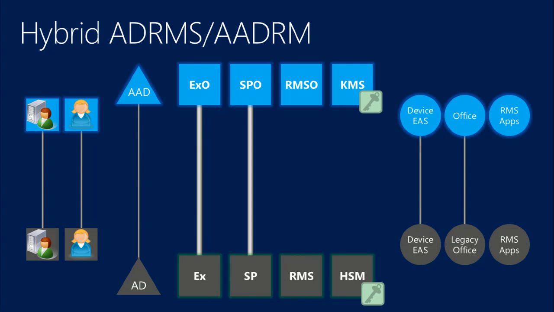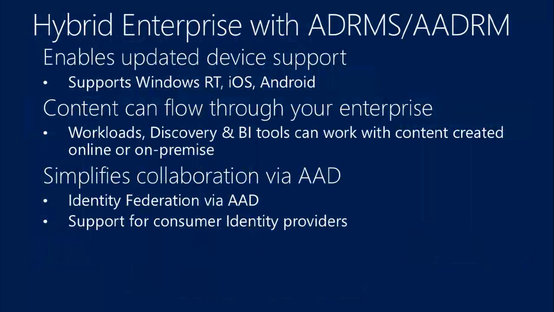Second, you now have a new set of RMS applications that were built under new SDKs. To have those applications work, they have to be able to talk to our AADRM service. So here's what we're adding via AADRM. The first is, the way to get updated device support is to use AADRM in conjunction with ADRMS. I mentioned the new SDKs; a couple of them here will support Windows RT, iOS being a key one, and Android also being a key one.